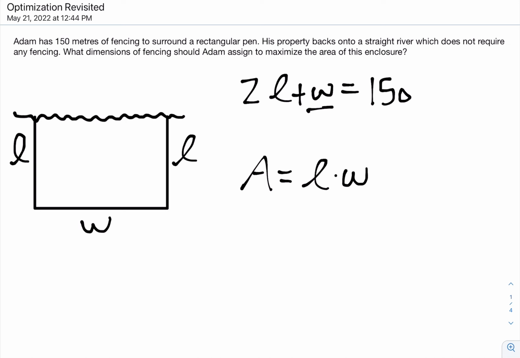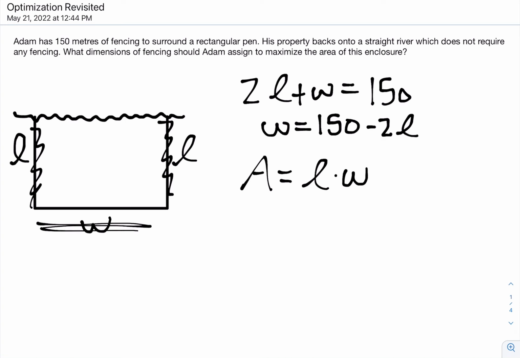So since there's only one W here, let's move the 2L over. Instead of saying 2L plus W is 150, we can say that the width is 150 meters minus 2 times the length. And that's true, because if we have 150 meters total, and we subtract 2 of these lengths, those are gone, we're just left with this width over here. So this equation is helpful because instead of W in the area equation, we know that W is also equal to 150 minus 2L. So we can just plop that in there.